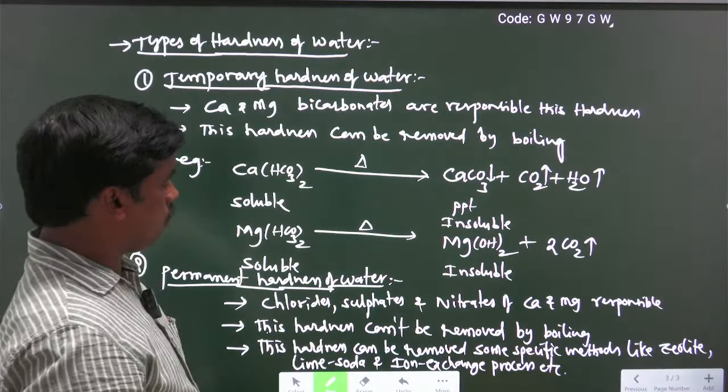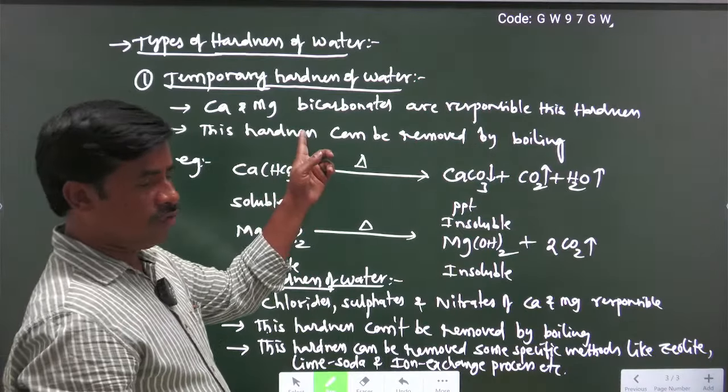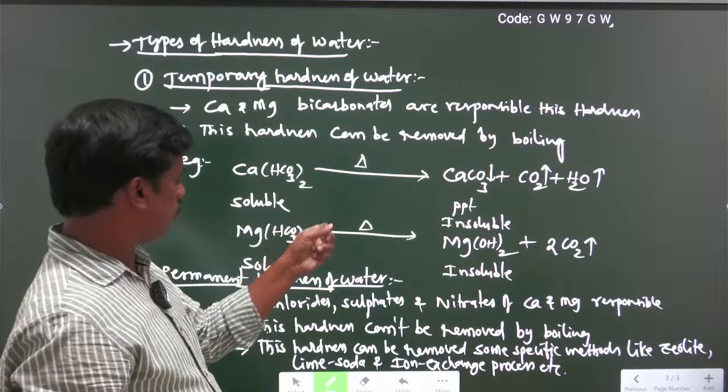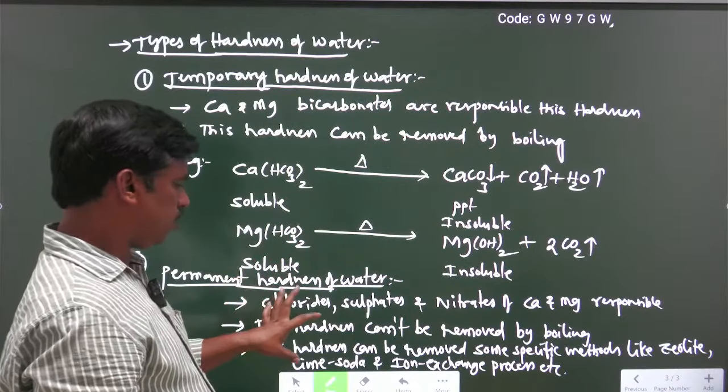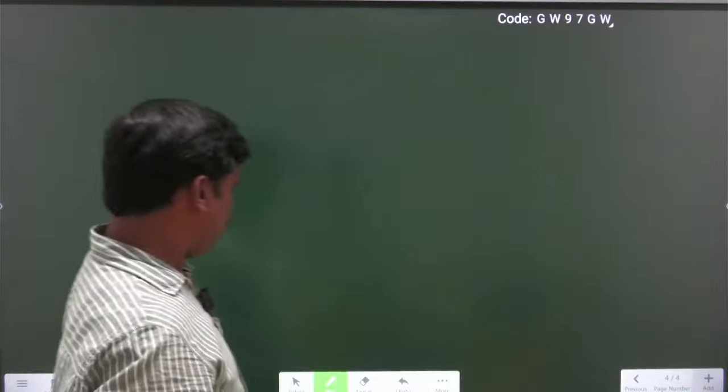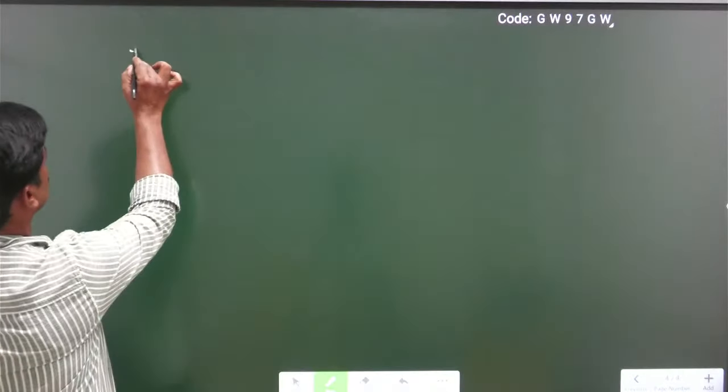These types of hardness of water are two possible questions in the examination: what is temporary hardness, this definition and information, and permanent hardness information and examples. I am showing in the next page. Here permanent hardness, what are the examples?